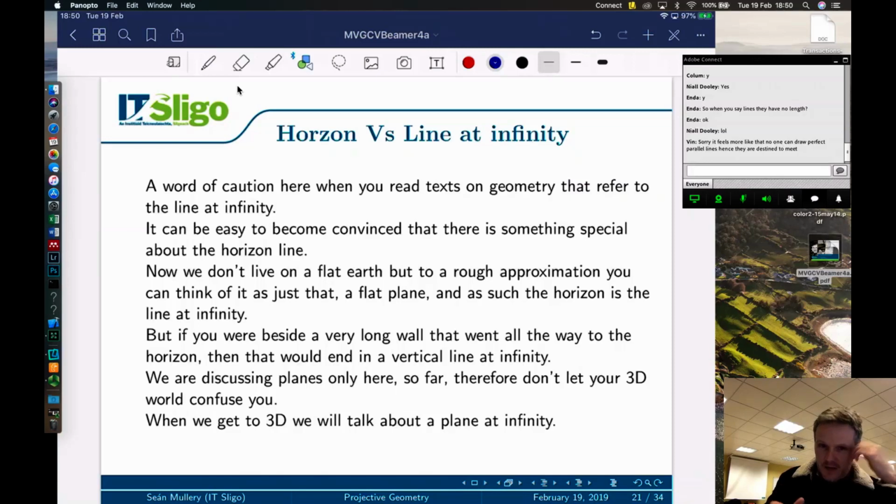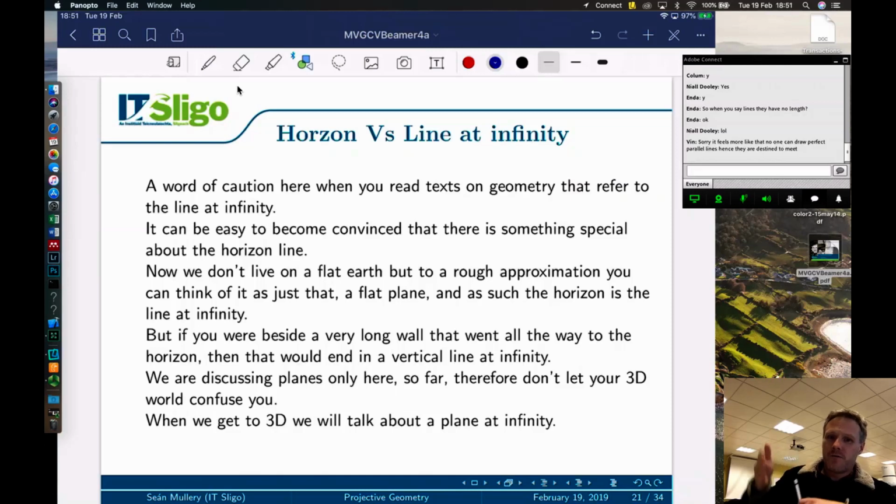Now, we don't live on a flat Earth. At least I hope none of you believe that. There are some people on the internet that do. We don't live on a flat Earth, but to a rough approximation, you can think of it as just that, as being a flat plane. And as such, when you view the horizon, you might see a slight curve in it, but it kind of looks like it's a straight line. And the horizon is the line at infinity.